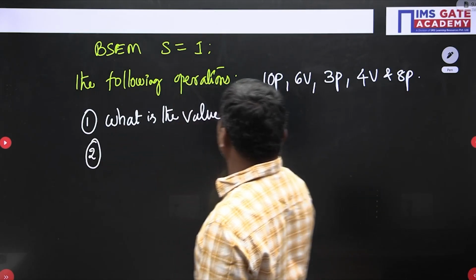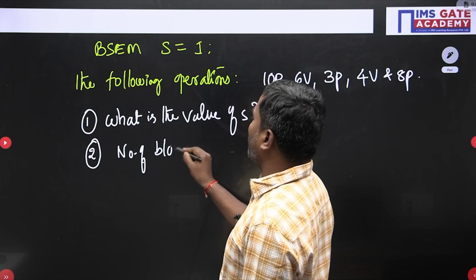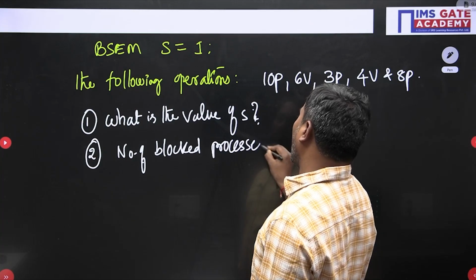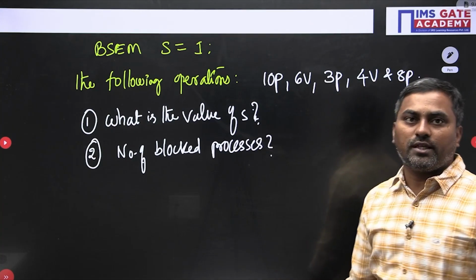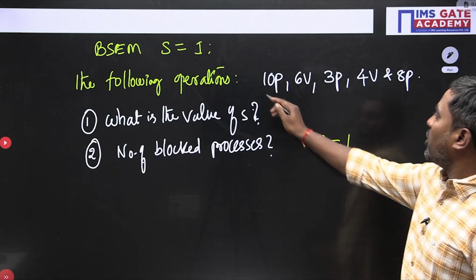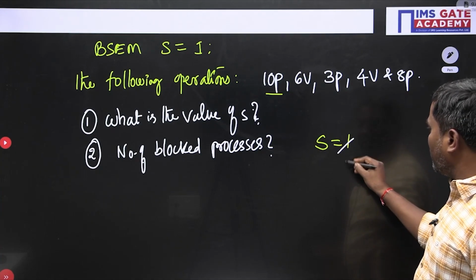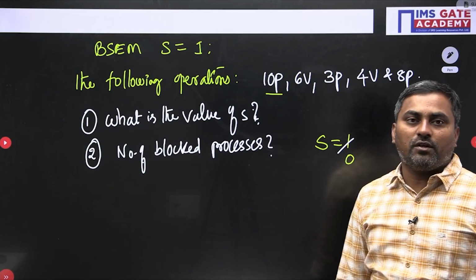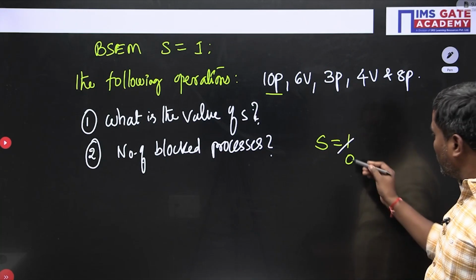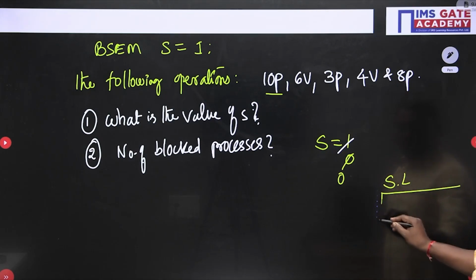Question number 2: the number of blocked processes after performing these operations. How many? This type of question can be framed here. Let's understand. Initially S value is how much? 1. What is the first operation? 10 P down operations. If I perform one operation, this becomes 0, and it is a successful operation. The remaining 9 operations are going to be blocked, so this value will still be 0. Let me maintain S dot L as a queue, Q.